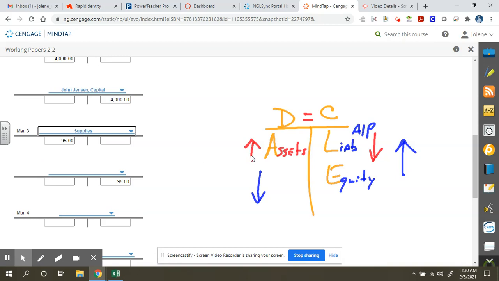Supplies are assets, so they're going up. Now it says that we paid cash. Cash is also an asset. However, in this case, you gave $95 of cash for $95 worth of supplies. They cancel each other out. So that would be the red arrow here on the debit side would be the supplies, and the red arrow on this side would be the cash because your cash is decreasing.